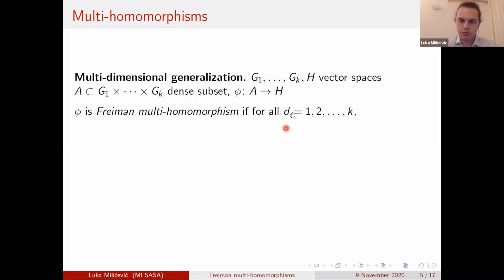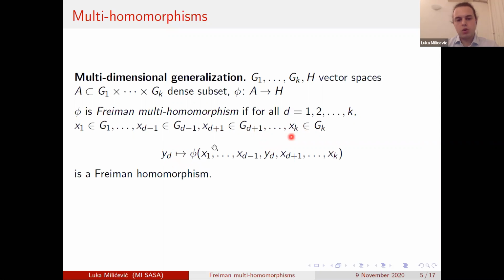So for any d, which is among 1 up to k, for each coordinate except the coordinate corresponding to vector space Gd, we fix one value. So we fix x1 in G1 all the way to x_{d-1} in G_{d-1}. Then we fix x_{d+1} in G_{d+1} up to xk in Gk. And we consider the induced map on the line in direction d. So we send yd to the phi value of the corresponding k-tuple, which is given by putting yd at this place and leaving the x's at other places.